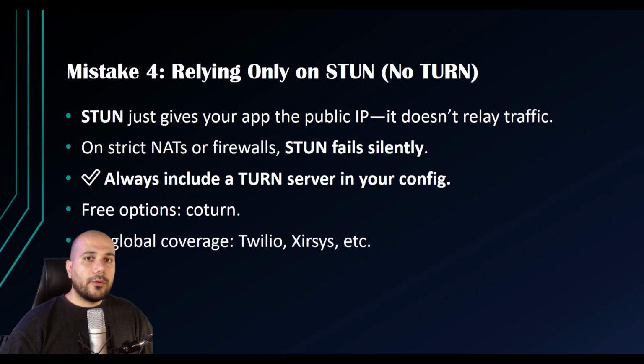And mistake number 4 is only relying on STUN, not on TURN. So what is the STUN server? It actually just gives you the public address. It doesn't relay traffic. So if you are not able to create a direct peer-to-peer connection, you have to relay the traffic on the TURN server. And of course, on strict NATs or firewalls, STUN fails. So you have to always include a TURN server in your config. There are some free options like Coturn, and you can search to find some with global coverage.